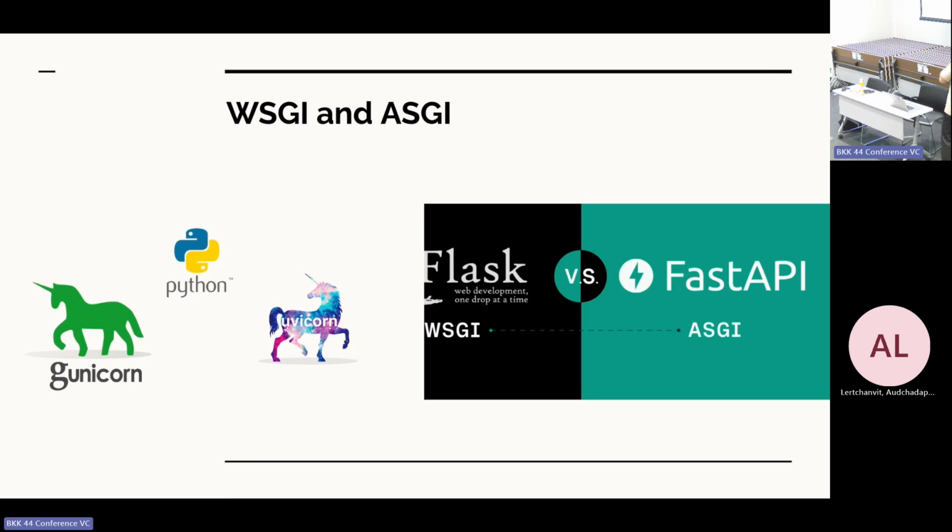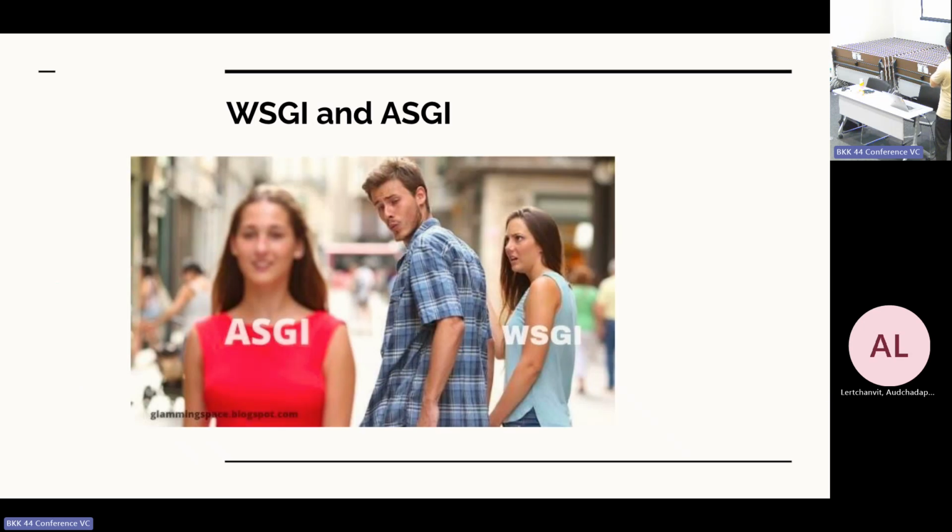We can define WSGI and ASGI. If you remember when we went through the FastAPI example, we started our FastAPI application with Uvicorn, the package, and there's also Gunicorn, another package. They often do a comparison with FastAPI and Flask, because Flask is WSGI based and FastAPI is ASGI based. So we're going to go over the definition of them. There's also this funny meme that I found.